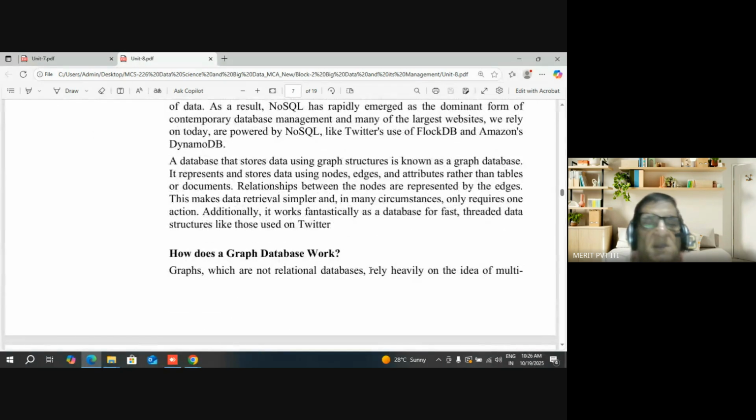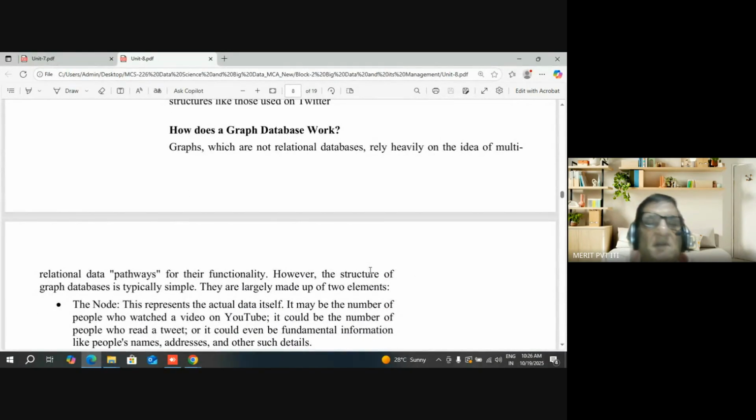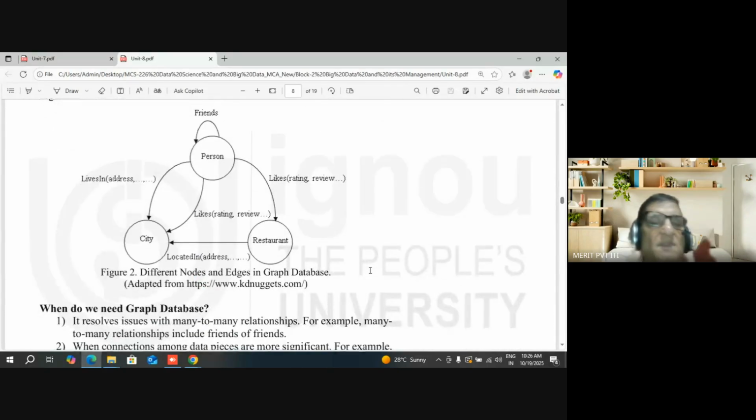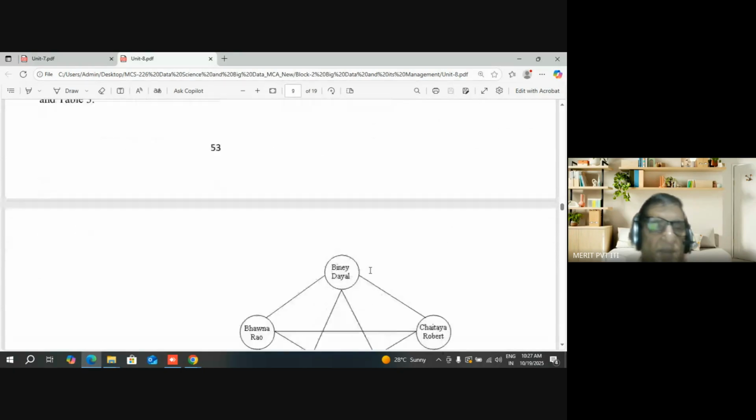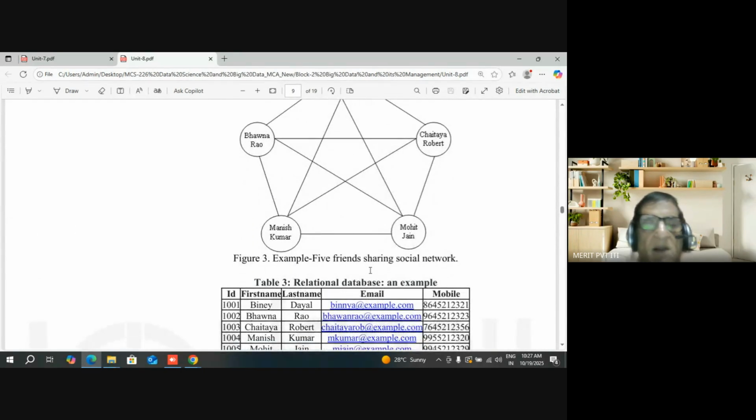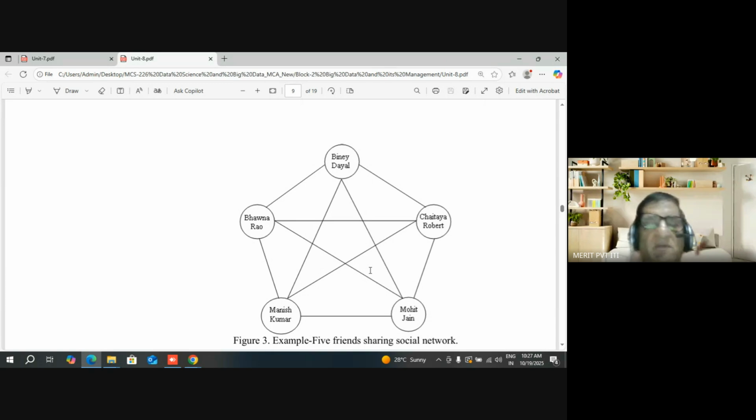So that's the type of thing where you can ask how a graph database works. You can see the different nodes and edges in the graph database: there are persons, city, restaurant, what they are eating or not eating, like rating, reviews, how far it is, what the rates of the food are and all that. On that basis, this is an example: 5 friends sharing a social network, so everybody is linked to everyone.